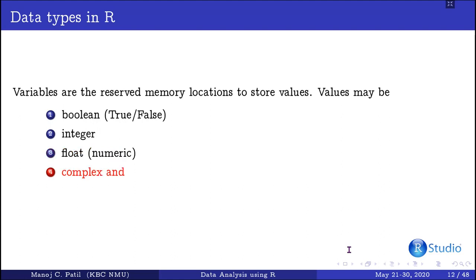Another thing is complex, that is 2 plus i or 2 plus 3i. These are the complex numbers. And characters, A, B, C, D, these are the characters. For example, Manoj, Rahul, these are the character or sequence of characters, or strings. These are the main 5 atomic data types of variables available in R.